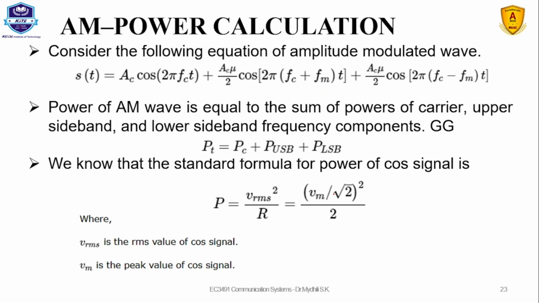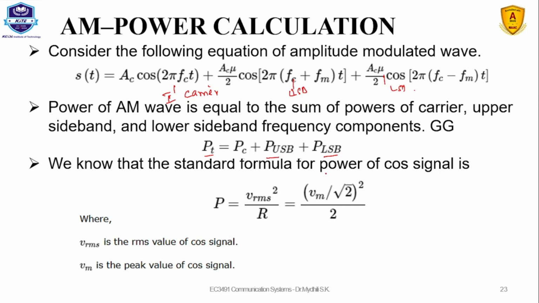Then comes the AM power calculation. For the AM power calculation, we need to take the signal containing the carrier. This is the first term, this is the upper sideband and this is the lower sideband equation. The power is always contained in these three terms: the carrier power, the upper sideband power and the lower sideband power. Adding all these together gives the total power.